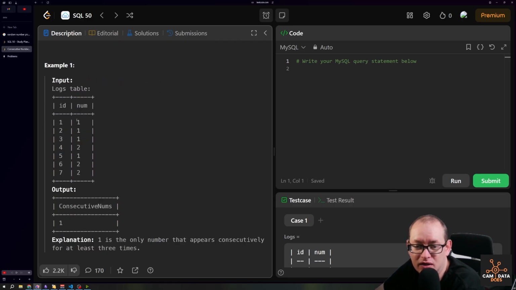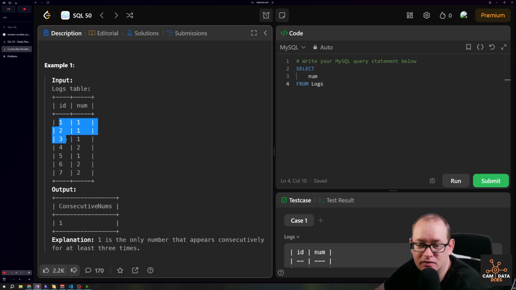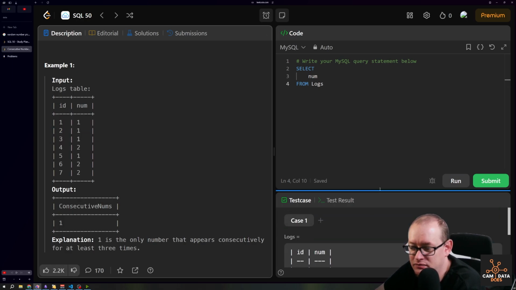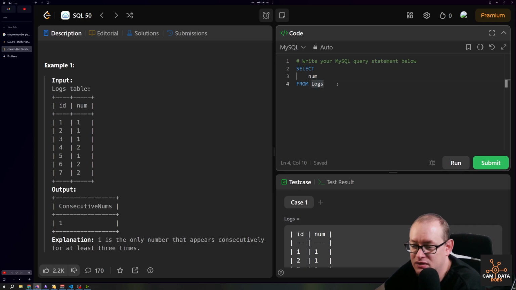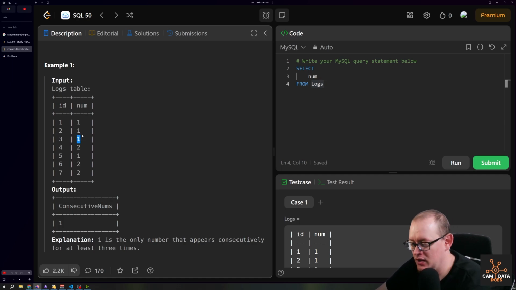So we want to find nums from the logs table. And then we're going to be looking at the ID. I'm thinking, just off the top of my head, I think a self-join might work. We could self-join and then just look at the next ID and then see if num is still equal to that, and then look at the next ID as well and see if num is also equal to that. And then we can find just the numbers that have 3 consecutive numbers.